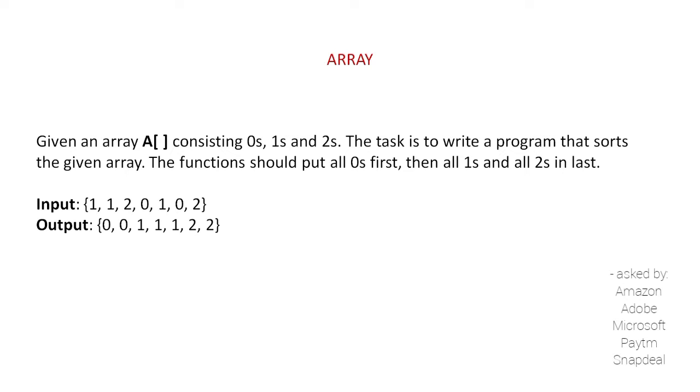So what we mean by that is, if we are given this kind of array whose elements are only zeros, ones, and 2's, the result should be such that all zeros are at the starting, all ones are in the middle, and all 2's are at the end of the array. So this is what we need to achieve.